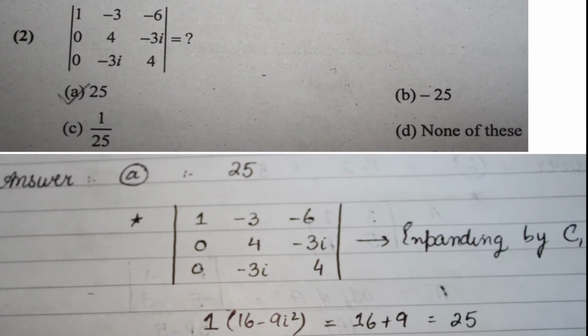In the next question, a matrix is given and it's a 3 by 3 matrix. The brackets representing it show that we have to find its determinant. And how are we going to find its determinant? By expanding. By expanding what? By expanding column 1, C1. So when you expand C1 and take its determinant, you are going to get the full and final answer, option A, 25.